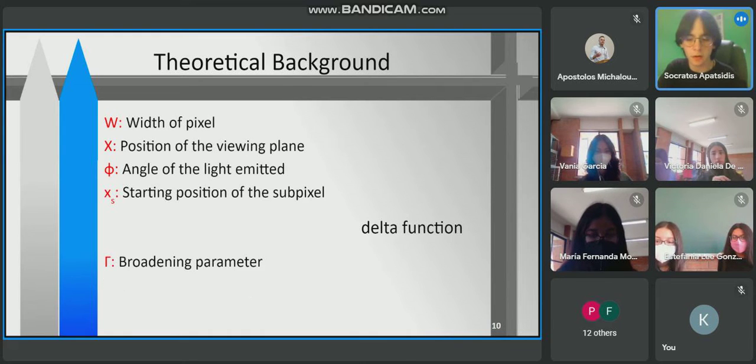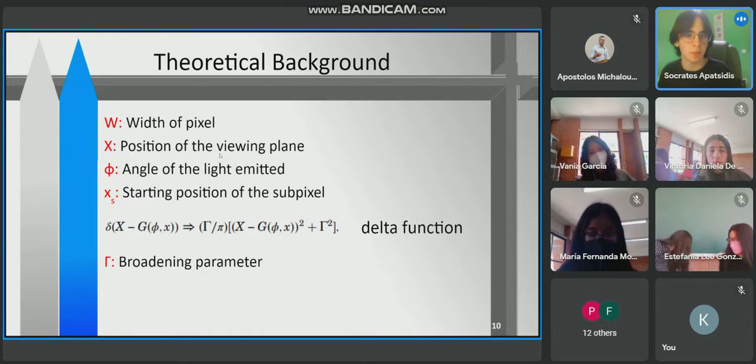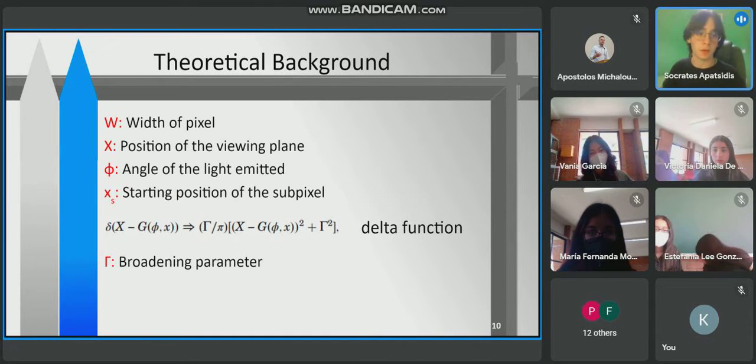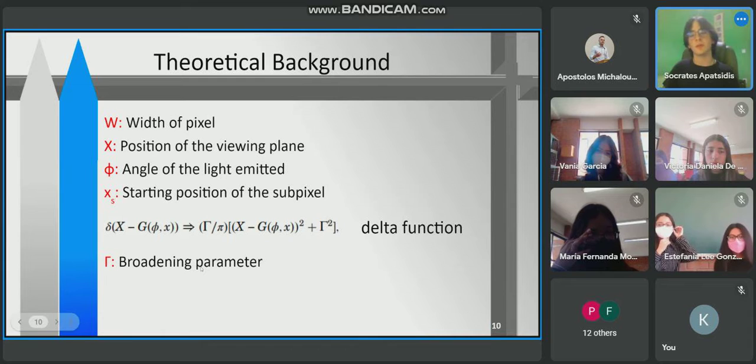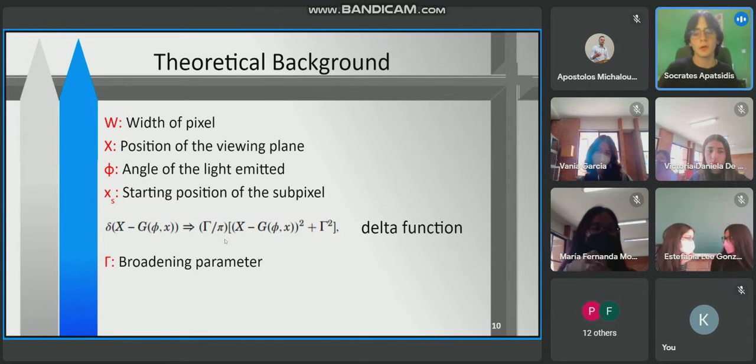So now to make it clear, X is basically the position of the viewing plane, and W is the width of its pixels. Now also F is the angle of the light which is emitted, and XS is the starting position of the subpixel. Here is the delta function, which also uses the G function and the gamma parameter. Gamma is generally a fitting parameter, which is the value we need for the whole function to work.